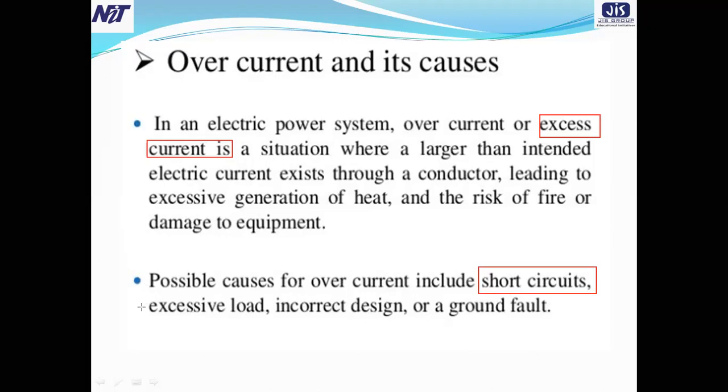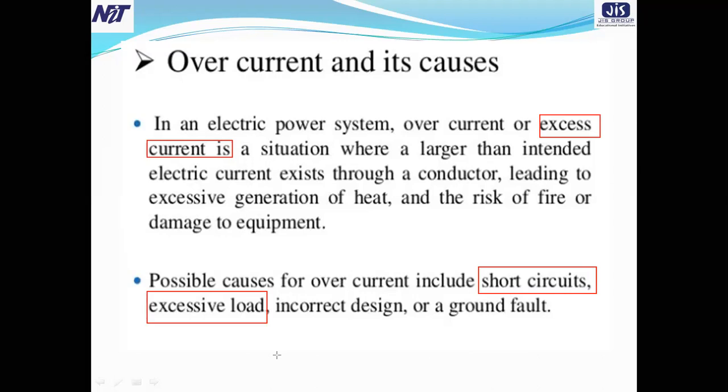The second one is excessive load. Sometimes excessive load is one of the causes of overcurrent. Excessive load means, look, you have the capacity to carry 50 kilograms, but if someone gives you 80 kilograms, then you have to carry an excessive load. So in case of 50, it is 80. Suppose the system has a capacity to supply power of 1 kilowatt, but it is connected with 3 kilowatts; that means it is excessive load. Next, incorrect design. Design is one of the most important parts of electrical engineering.